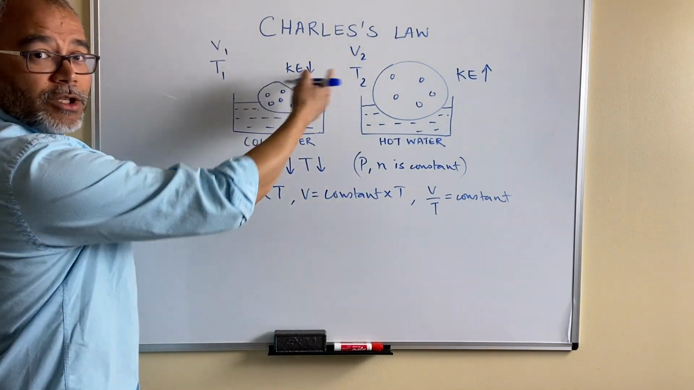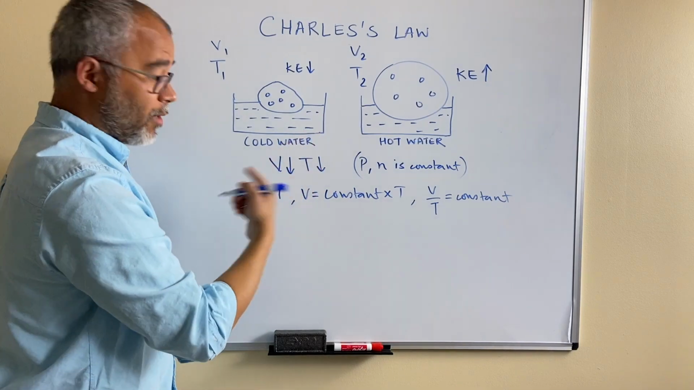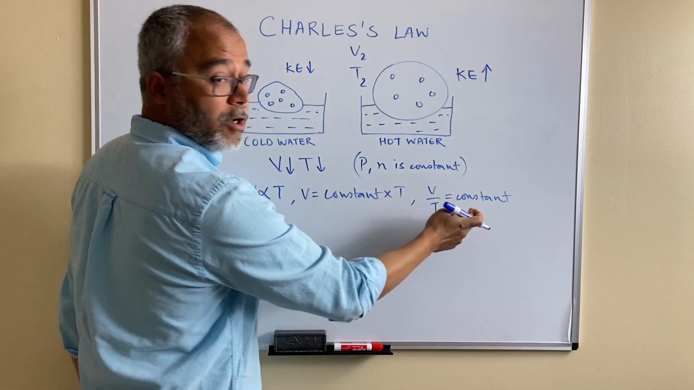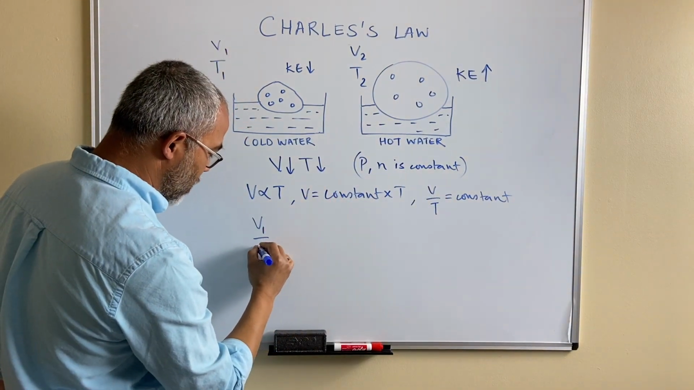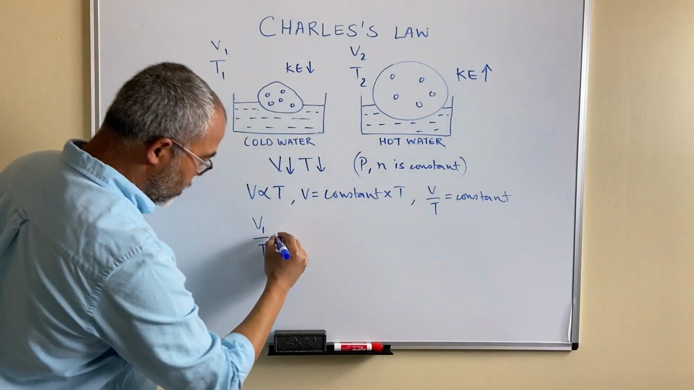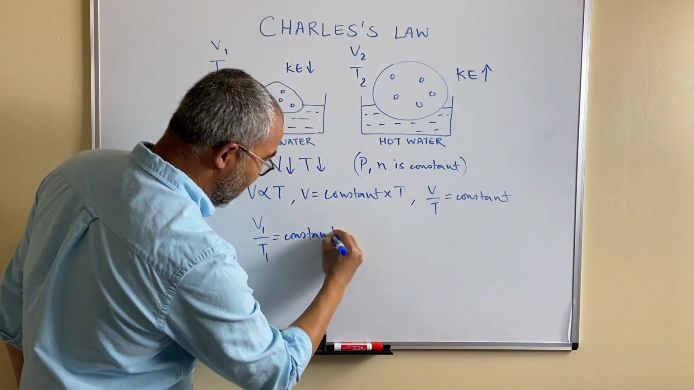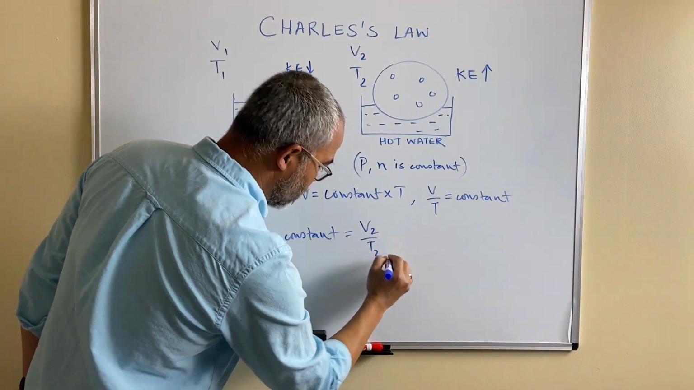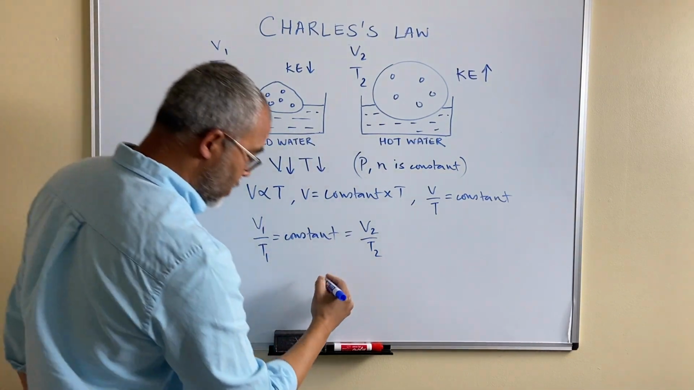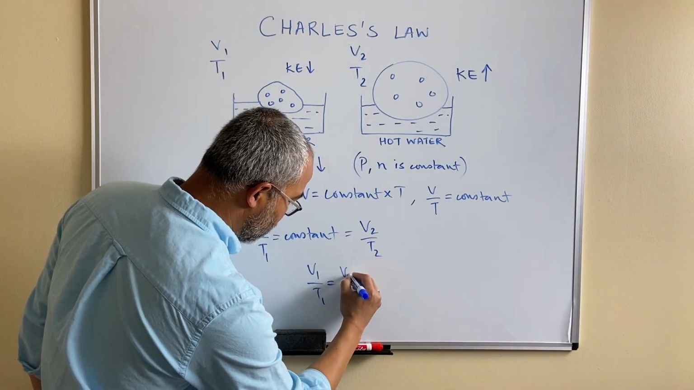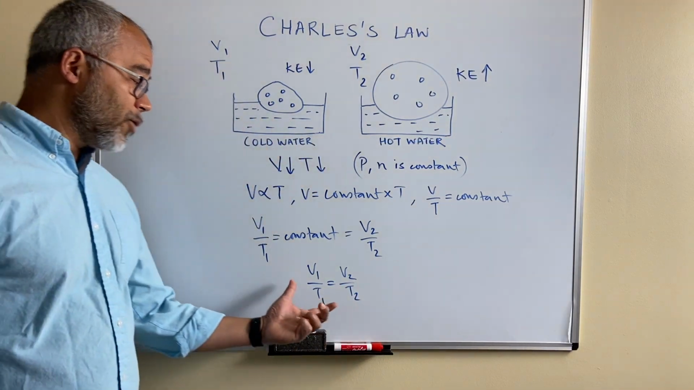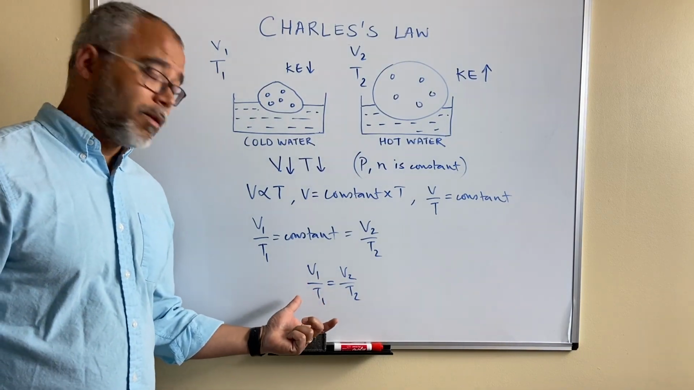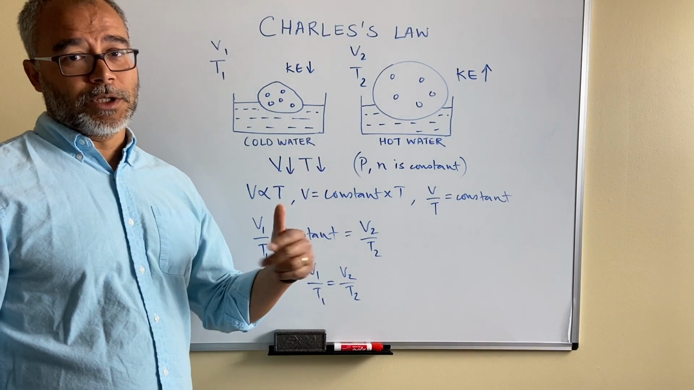So we can take those relationships in the two different conditions and relate them to each other using Charles' law. And Charles' law basically says since V over T is equal to a constant, we can do V1 over T1 for the first set of conditions is equal to a constant, and that constant is also equal to V2 over T2. And so if we just remove the constant, then this becomes V1 over T1 is equal to V2 over T2. And there you have it. Now you have an equation that can be used to solve a lot of different problems where 3 variables are given to you and you only need to solve for the 4th one.